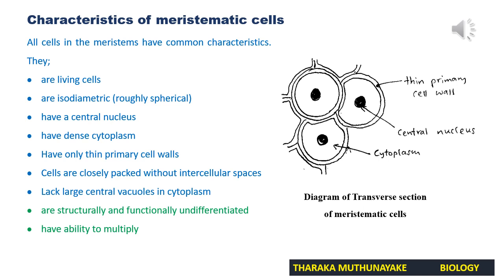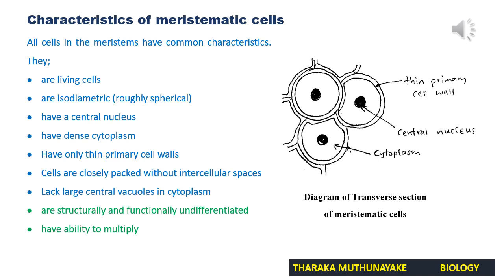Then also here it says cells are closely packed without intercellular spaces. You can observe no intercellular spaces here. Then large central vacuoles are absent in cytoplasm. Here you can observe it clearly. Remember that and underline that, that feature can be easily used to differentiate meristems from parenchyma sometimes.